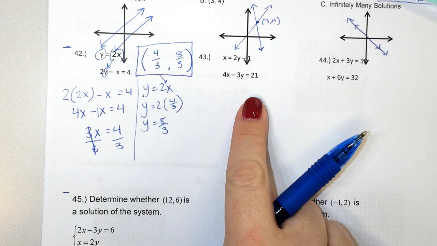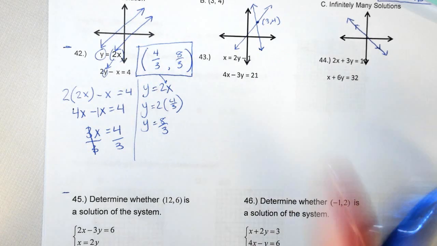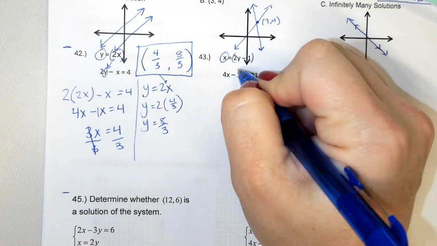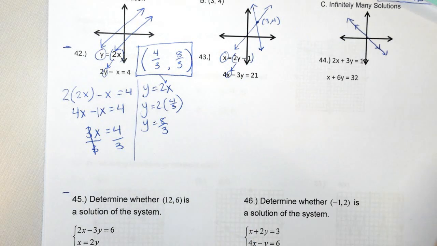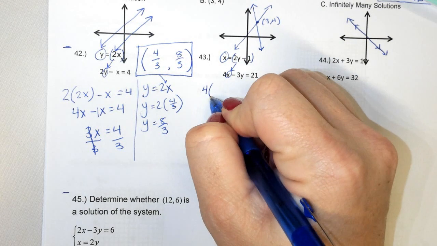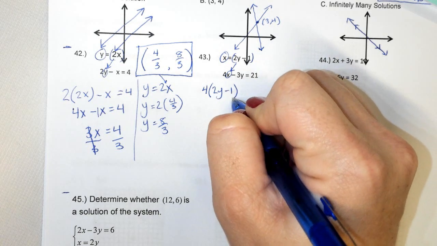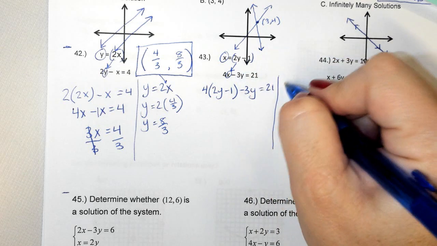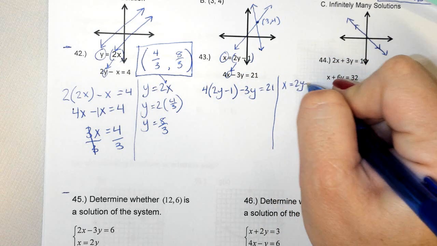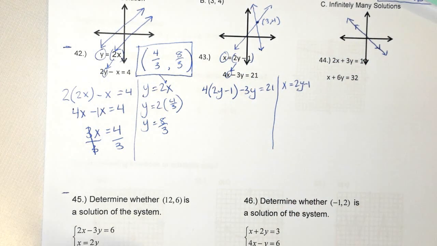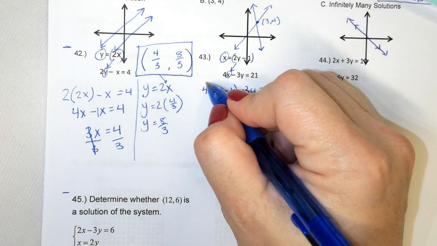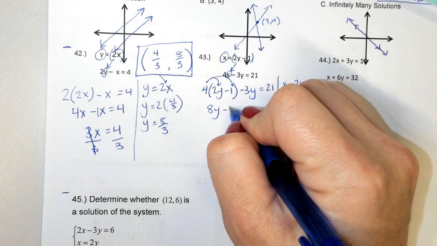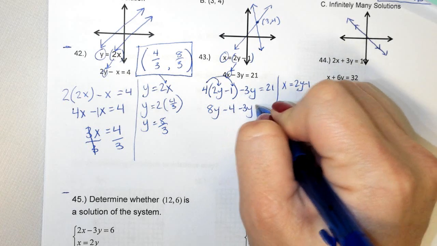Now this one is also set up for substitution because I have an x alone. So I know x equals 2y minus 1, so I'm going to replace x with 2y minus 1. So I get 4 parentheses 2y minus 1 minus 3y equals 21. And then remember, on that side, I bring over my substitute equation. So I get 8y minus 4. Bring down my minus 3y equals 21.